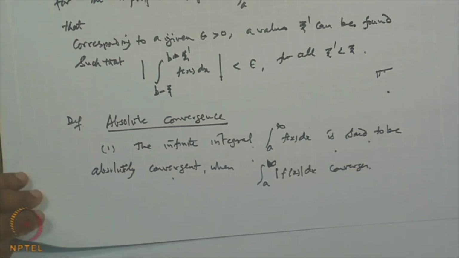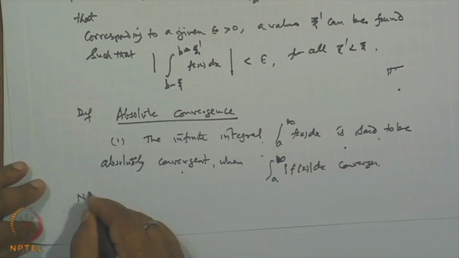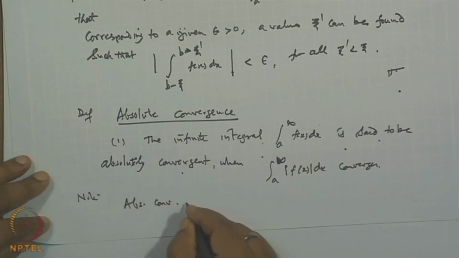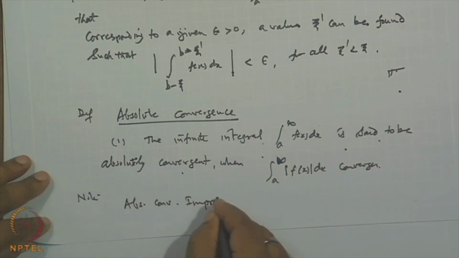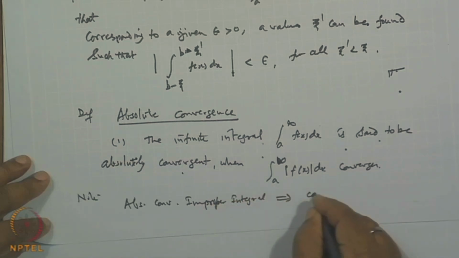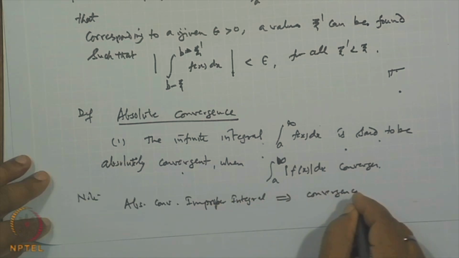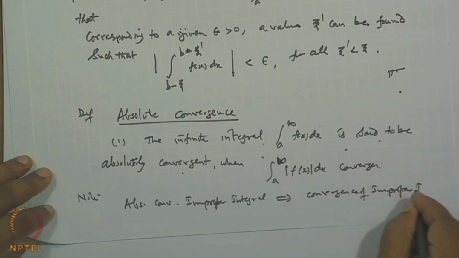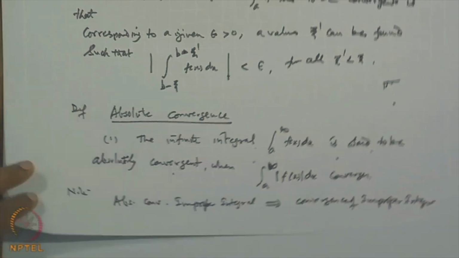Remark: note that absolute convergence of an improper integral will imply the convergence of the improper integral. If an improper integral is absolutely convergent, it will converge, and that's all. The converse is not true.